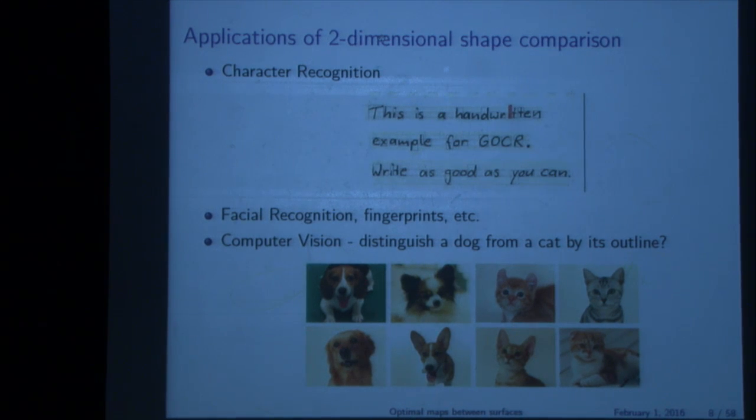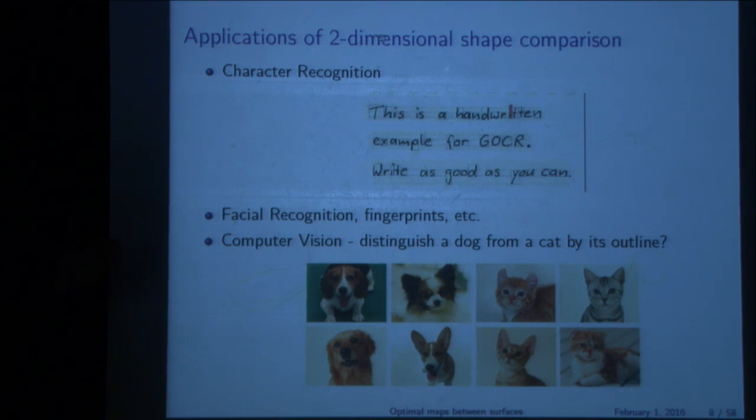So some of the applications of two-dimensional shape comparison are character recognition. You scan a character and try and say which of the 26 alphabetic characters it's closest to. Facial recognition from two-dimensional photographs, fingerprints, and so on. These are all essentially problems of saying how close two-dimensional shapes are.